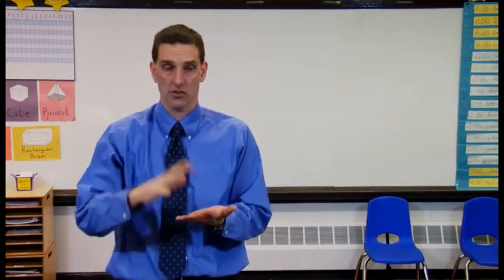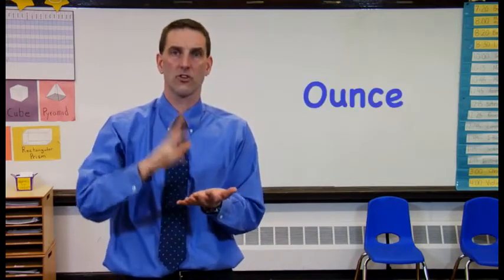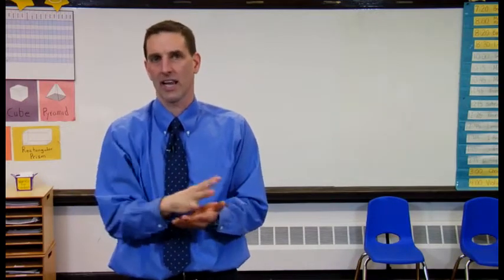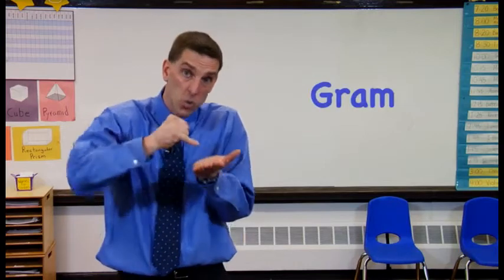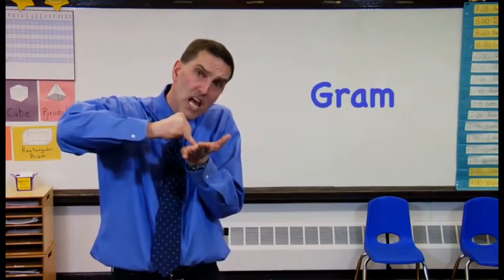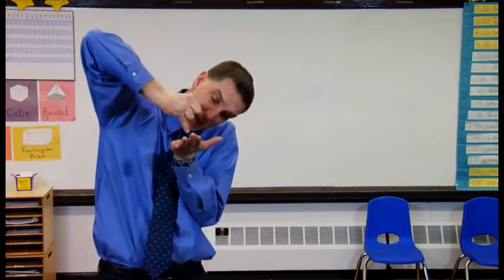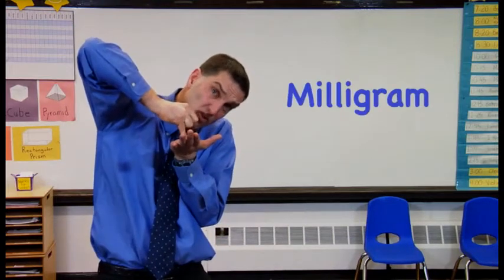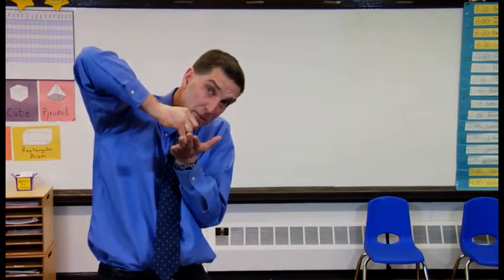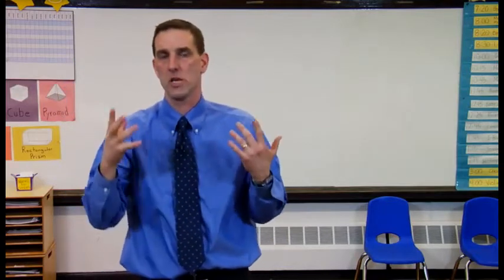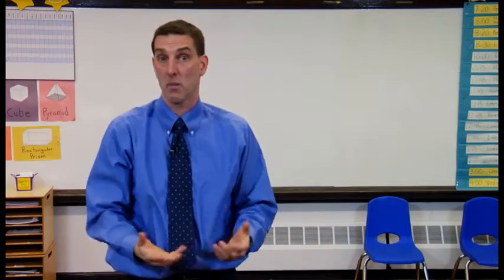Then you can get your ounces, and I usually go like this. 16 ounces is a pound. So that connects the ounces. And then I usually go gram. Gram is really light, like a pencil tip eraser. Gram. And then really light, milligram. 1,000 milligrams in a gram and 1,000 grams in a kilogram. So that covers the common units for weight or mass.